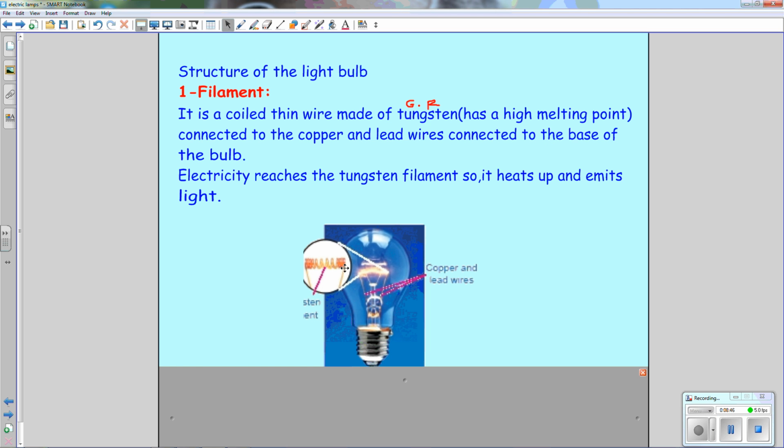The filament is connected to two copper and lead wires. Can you see them clearly here? These are the two copper and lead wires which are connected to the base of the bulb.